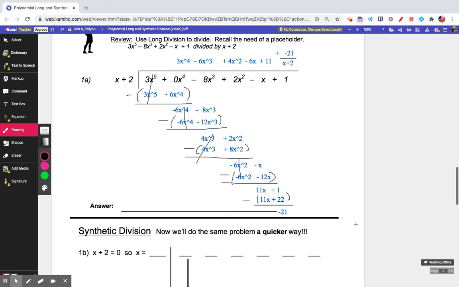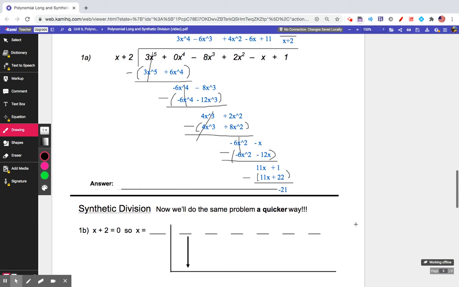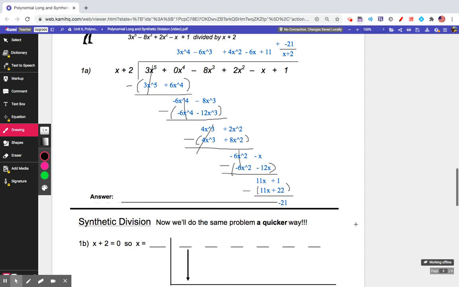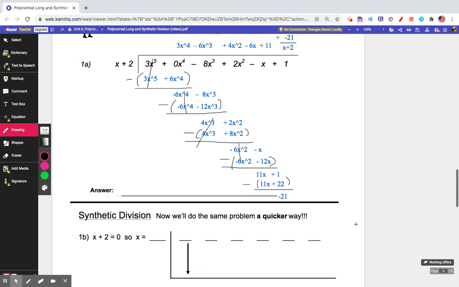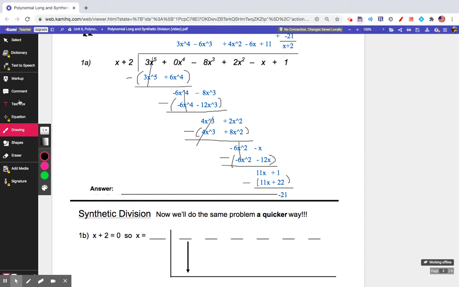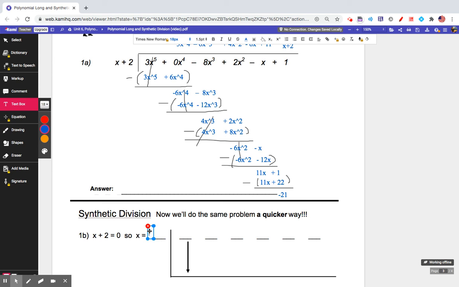Now, in the next example, we're going to do the same exact problem, but use synthetic division, okay? So here's how we do that. And this is actually super duper quick. We put in the divisor area a negative 2, because that would be the 0 if x plus 2 is the factor. We put in these lines our coefficients, 3, 0, once again you need 0 placeholders, negative 8, 2, negative 1, and 1.